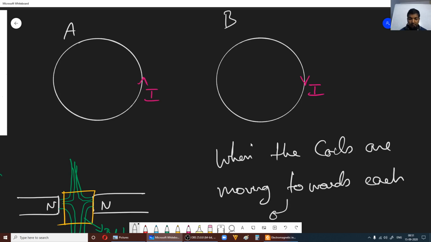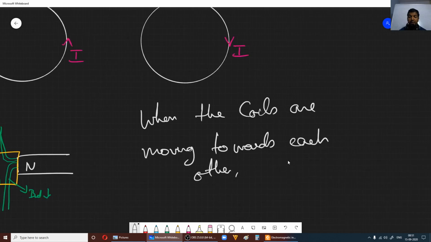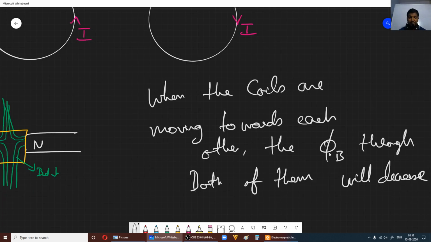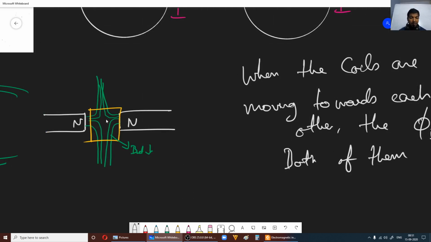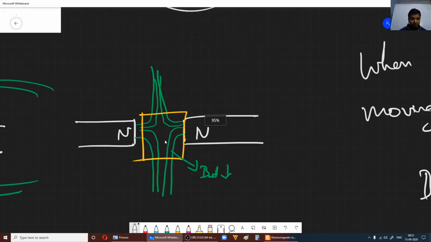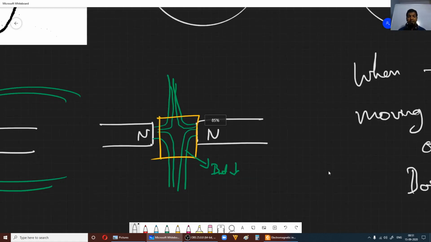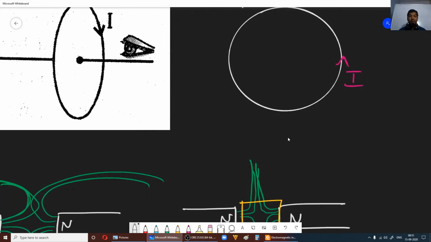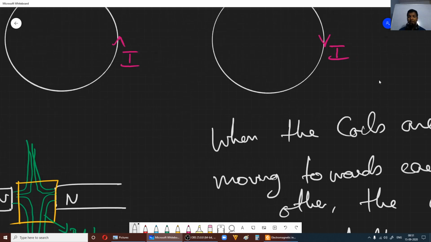So let us write that when the coils are moving towards each other, the magnetic flux through both of them will decrease. The closer the magnets are, that is north pole and north pole, the less will be the net magnetic field we are talking about here. So remember that. Now let us try to understand with respect to the loop here.